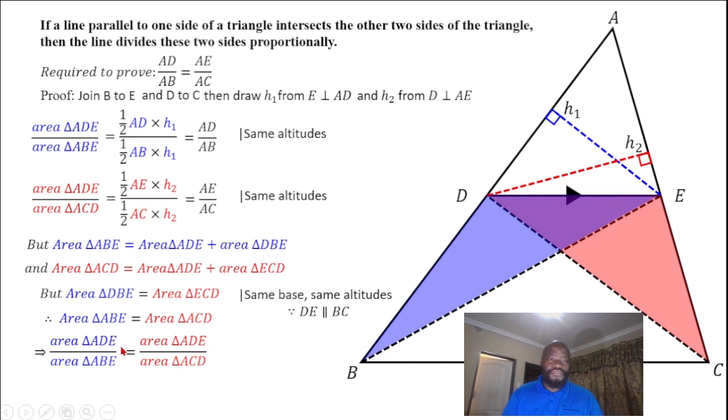Now since these two each equal these ratios here, we can conclude and say AD over AB is the same as AE over AC. And that's the proof. Thank you very much.